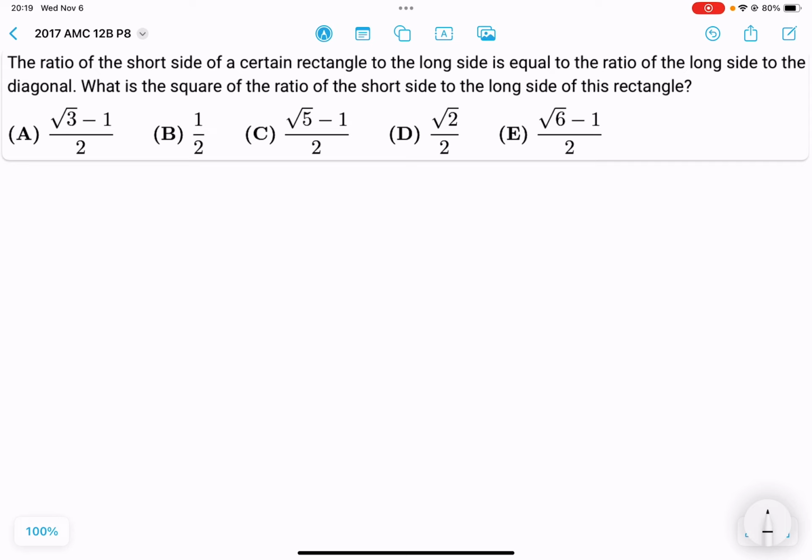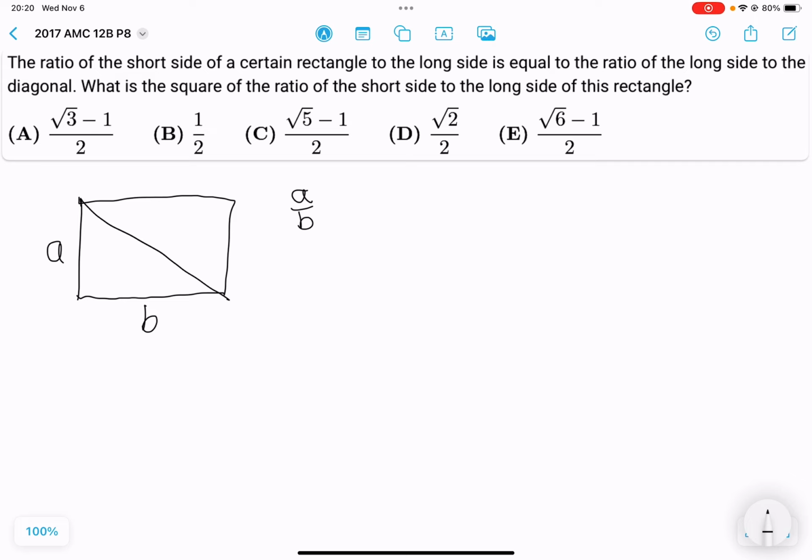Let's first draw a rectangle. So a rectangle, which is right here. Let me redraw that for a bit because the lines are kind of weird. So the short side is A, and let's say the long side is B. The ratio of the short side to the long side is A over B. And that's equal to the ratio of the long side to the diagonal.